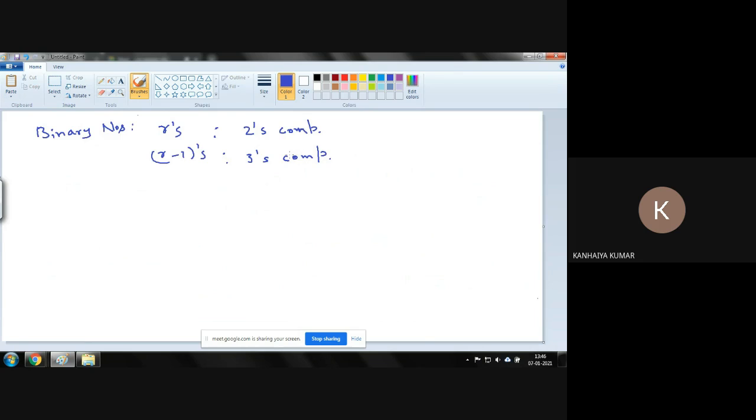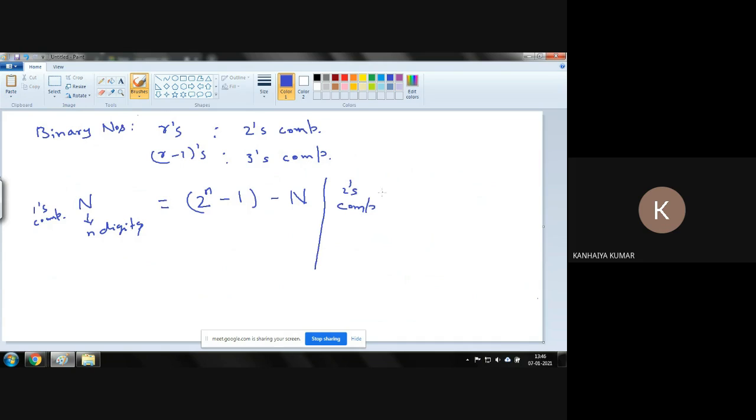Now you have a number N. How will you find the r minus 1's complement, or 1's complement? The 1's complement of N, which has n digits, you will find using the formula 2 to the power n minus 1 minus N. So you will get the 1's complement like that, or the 2's complement.